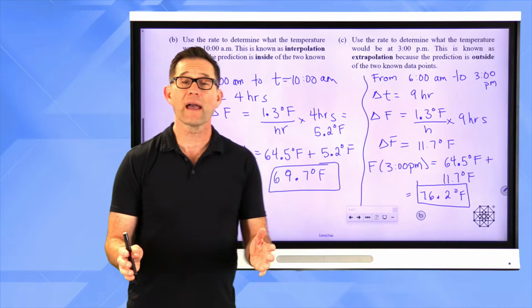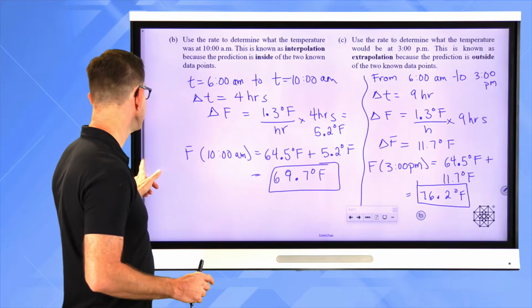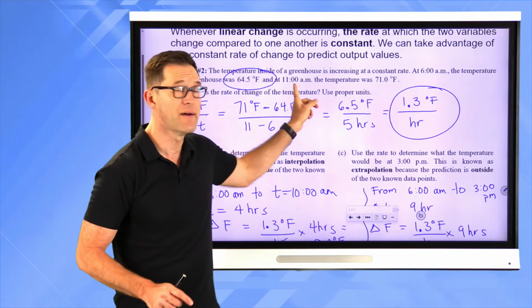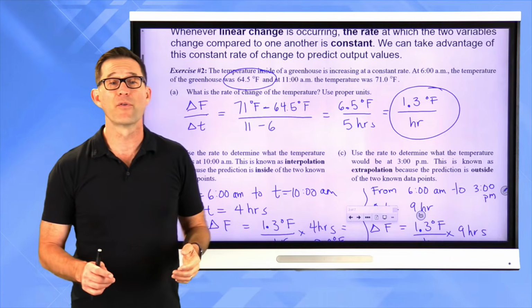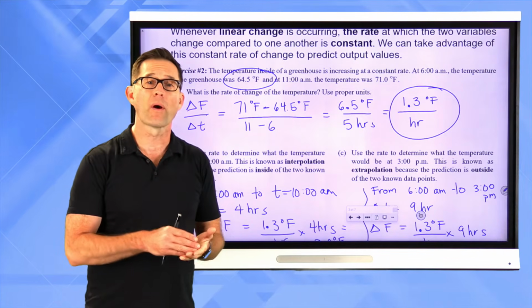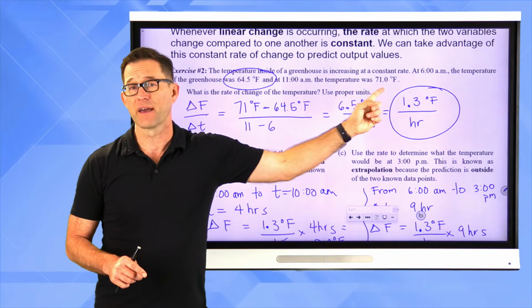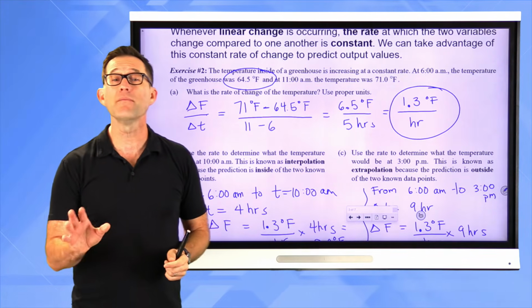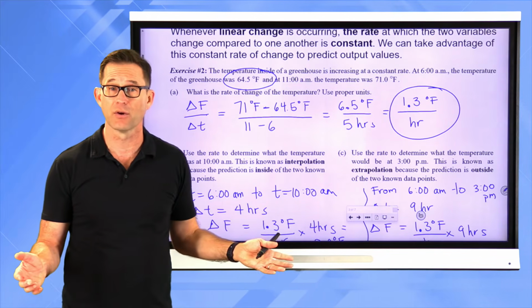Now, you would get exactly the same answer if you started at the 11 p.m. mark, right? Remember, at 11 o'clock, it was 71 degrees Fahrenheit. That might even be a little preferable, given that only 4 hours pass between 11 and 3, and you've got a nicer temperature to start with, but it wouldn't make any difference, right? It shouldn't make any difference because this is linear change.